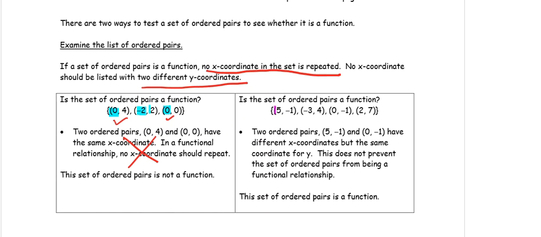Let's look at these ordered pairs. So look at the x's: 5, -3, 0, and 2. This time there's no repeating x values here, so this set of ordered pairs is a function, okay? This is a big check. That's all you're really looking for, and making sure that the outputs, in the one on the left, you have two different outputs for the same x. You cannot have that.